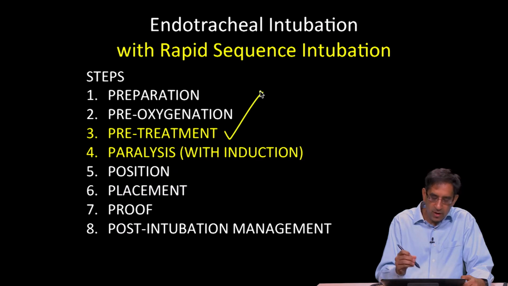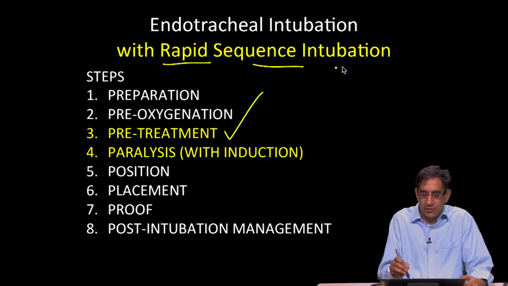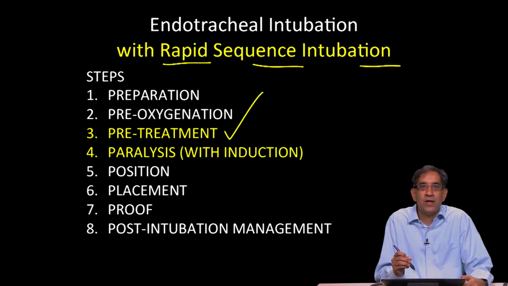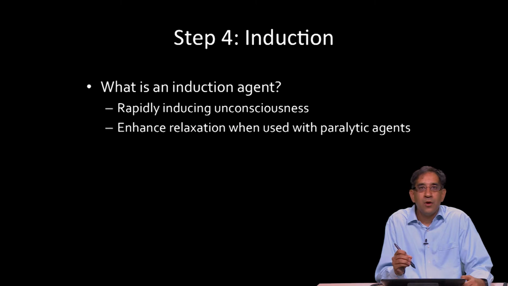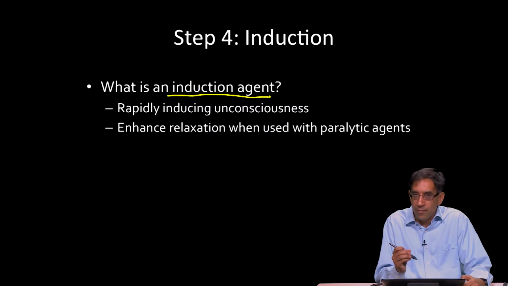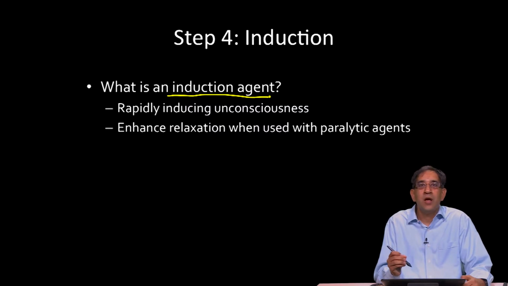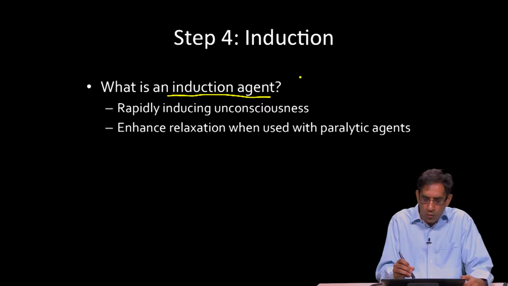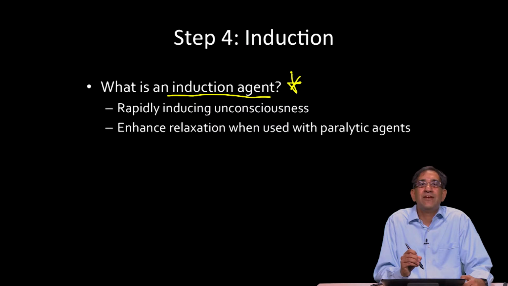So we just talked about pretreatment. The next step in rapid sequence intubation is paralysis with induction. So let's talk about that. When we're talking about induction, what is an induction agent? It's an agent that rapidly induces unconsciousness, and it also enhances a patient's relaxation when given in conjunction with a paralytic agent. So remember, a paralytic agent is going to paralyze the patient but not knock them unconscious. And there's nothing worse than being paralyzed but aware of what's going on, that somebody's inserting a tube into your throat and into your trachea. So we should always give an induction agent when we are giving a paralytic agent.